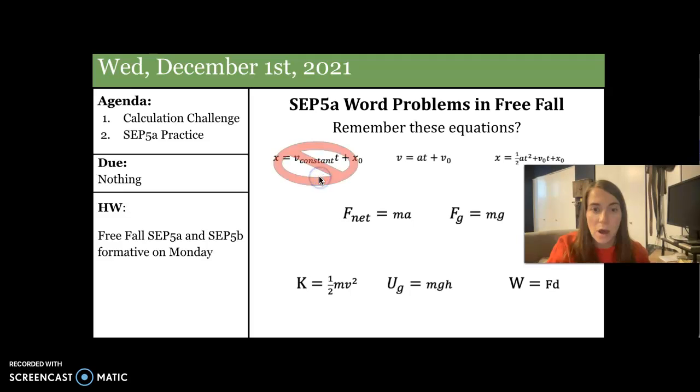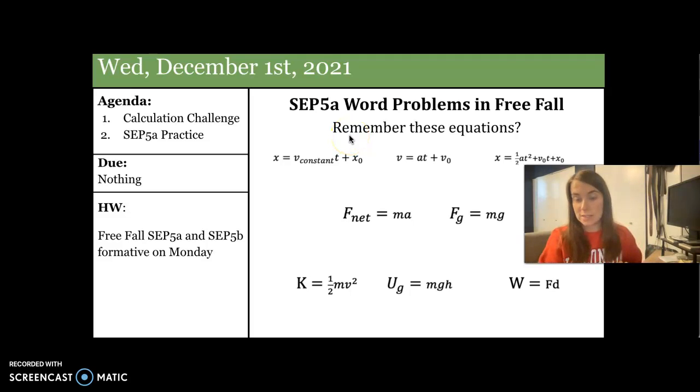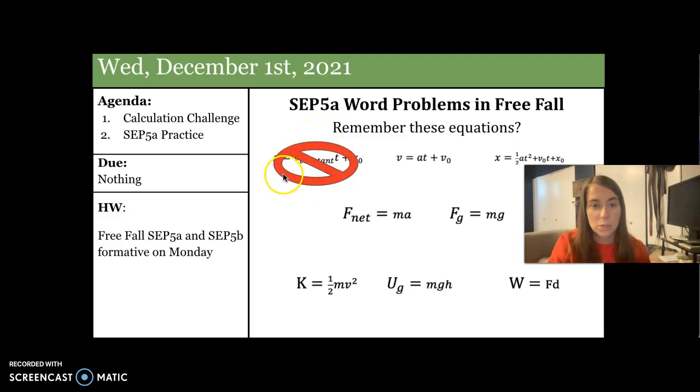You can always ignore this in free fall because that equation is when the velocity of an object is constant. So that would be like a car moving at a constant velocity or a person running at a constant speed. When things are in free fall, they're accelerating because there's a net force acting on them. The force of gravity is the only force, so they have acceleration. So this equation we will not use during this unit. The rest of them, we're going to use all of them. So we've got 2 from Unit 1, 2 from Unit 2, and 3 from Unit 3.